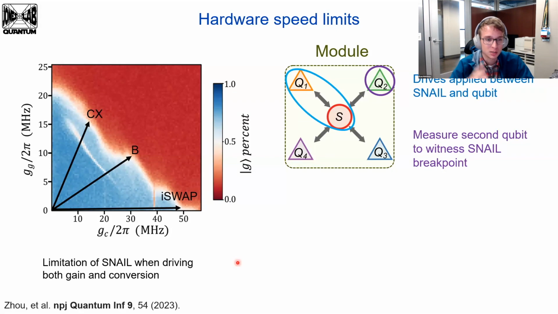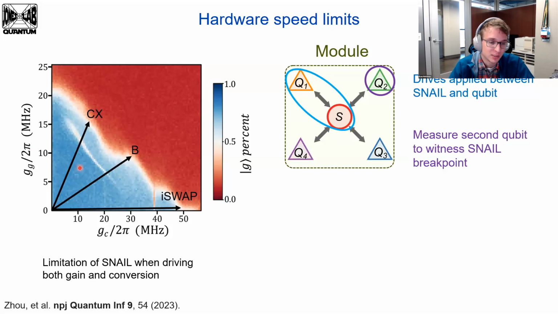Because the conversion and gain are actually interchangeable, there are actually three lines that don't appear in this plot. If you were to, instead of doing B with mostly conversion, 3 parts conversion and 1 part gain, do the reverse, 3 parts gain and 1 part conversion, that would be clearly much slower, since the gain term is much less favorable.